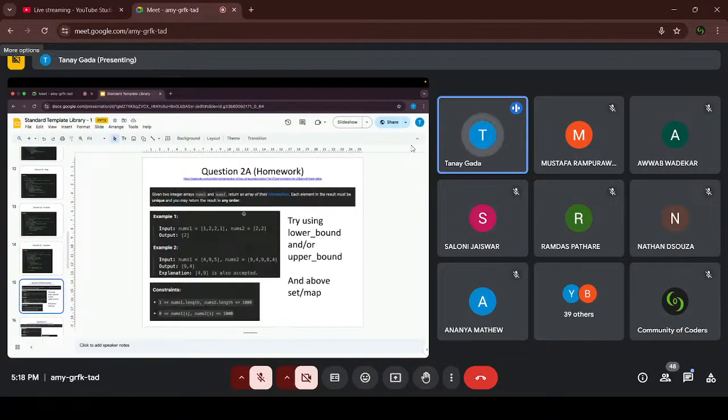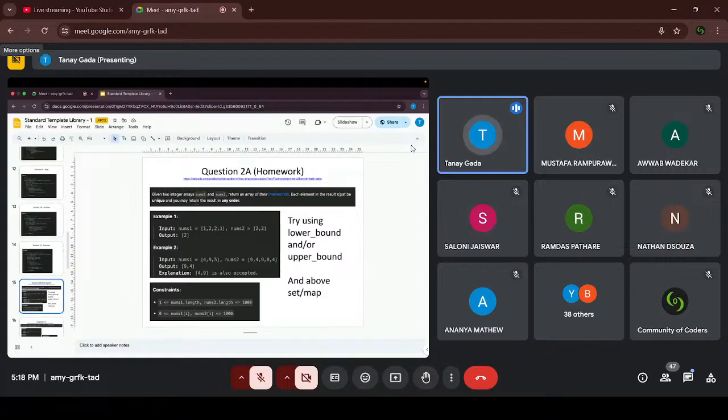So this is a homework question. This is the easier one of the questions which we did previously. Here we are given two integer arrays nums1 and nums2, and we need to return an array of their intersection. Each element in the result must be unique, and you may return the result in any order.